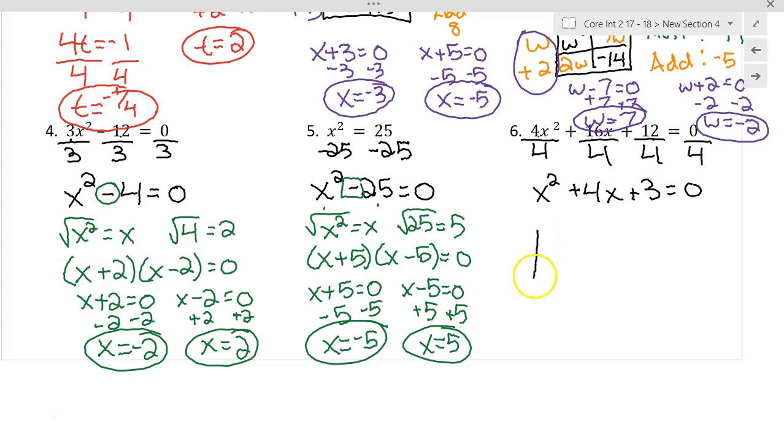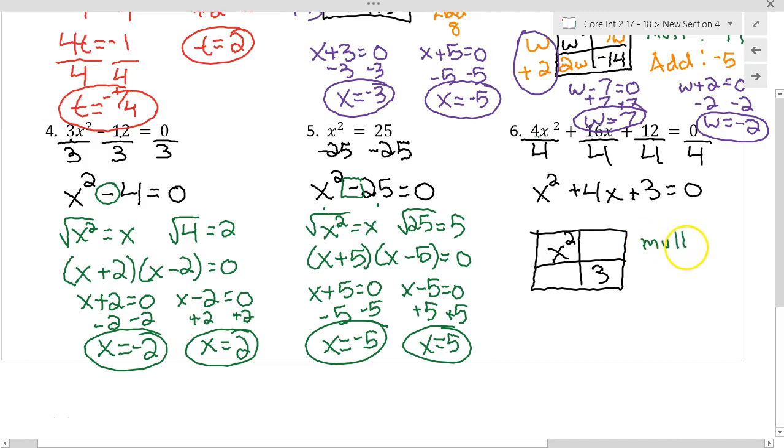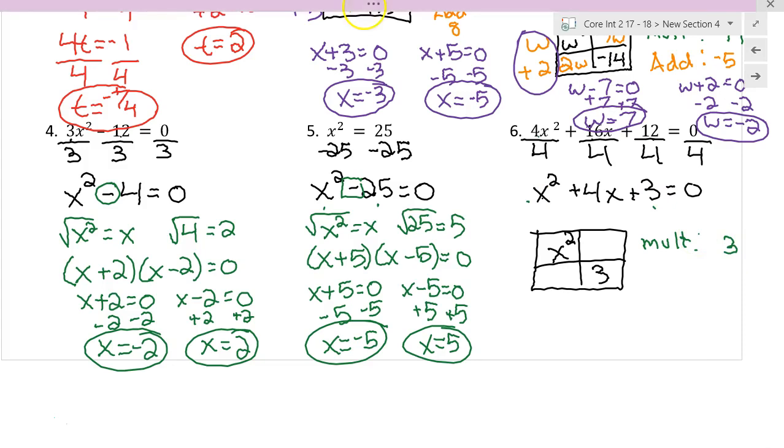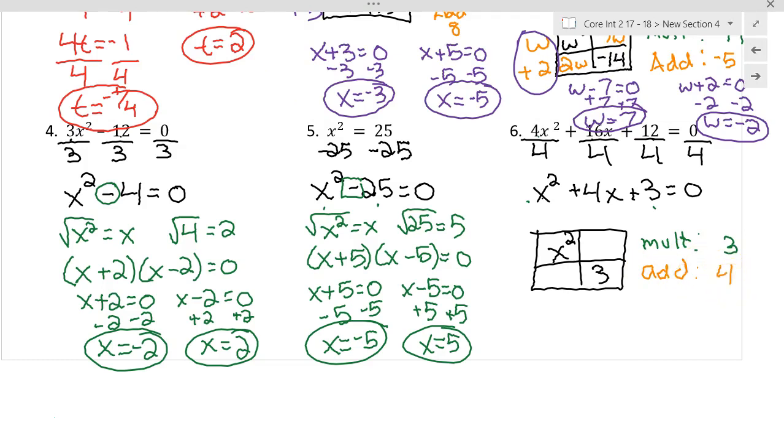To solve this, right, this is 3 terms, 1, 2, 3, so I have to draw my box. x squared here, 3 here. I need to multiply to 1 times 3, which is 3. I need to add to positive 4. What multiplies to 3 and adds to 4? Well, the only thing that multiplies to 3 is 1 and 3, and that's nice because 1 plus 3 is 4. So 1x and 3x.